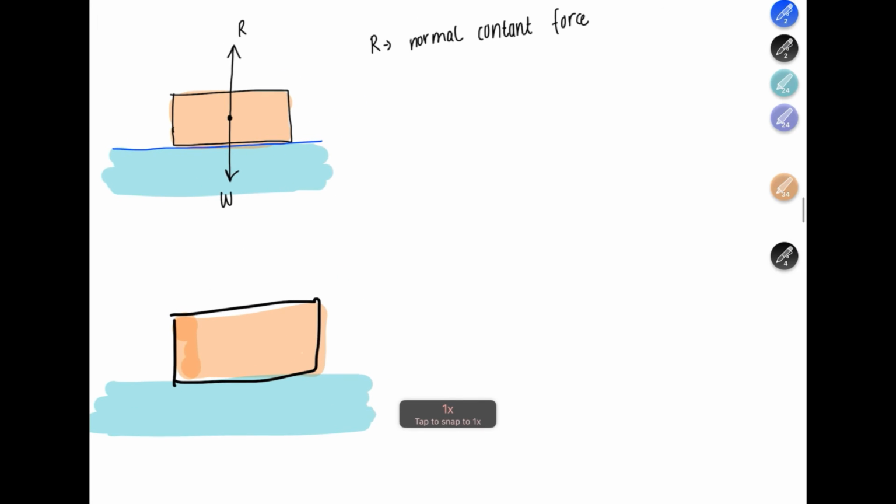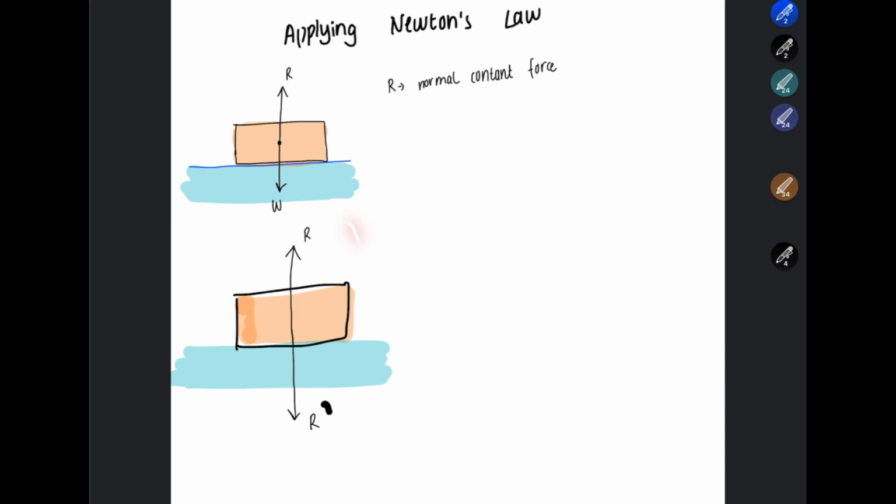So if the table is exerting a force on the book, the book is also exerting an equal and opposite force on the table. So if you call one of them R, the normal contact force from the table to the book, there is an equal and opposite normal contact force by the book on the table. So this is the force pair that Newton's third law explains.